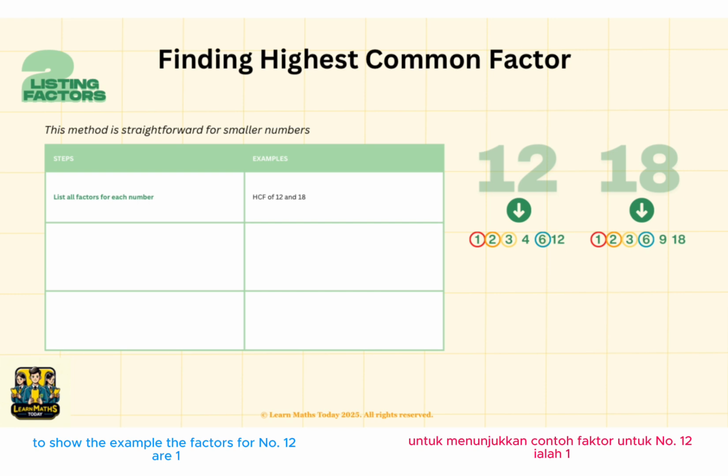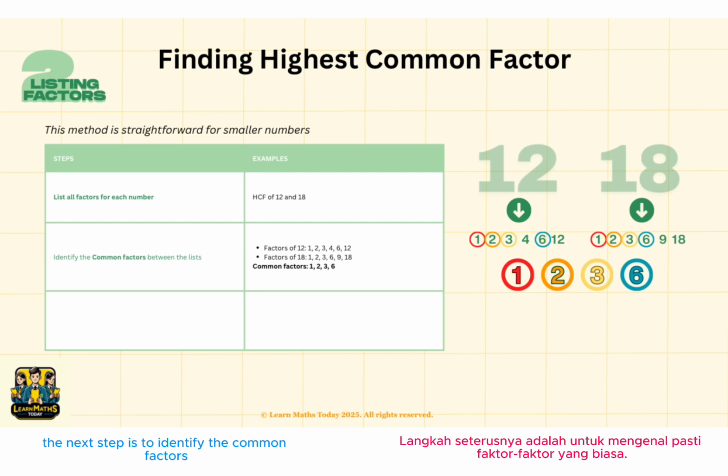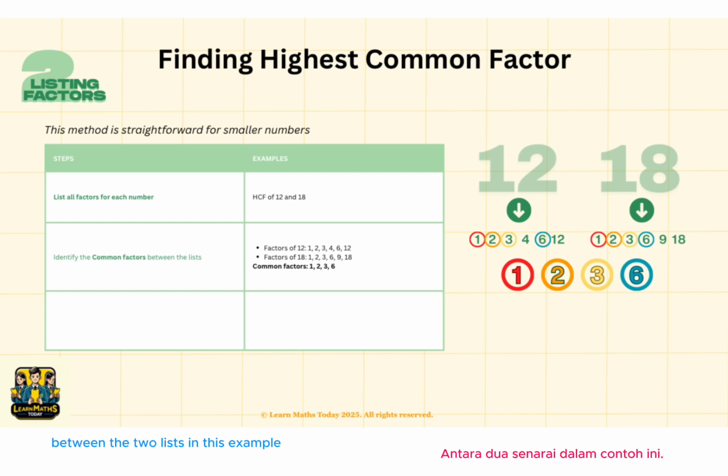The factors for 12 are 1, 2, 3, 4, 6, and 12. The factors for 18 are 1, 2, 3, 6, 9, and 18. The next step is to identify the common factors between the two lists. In this example, the common factors are 1, 2, 3, and 6.